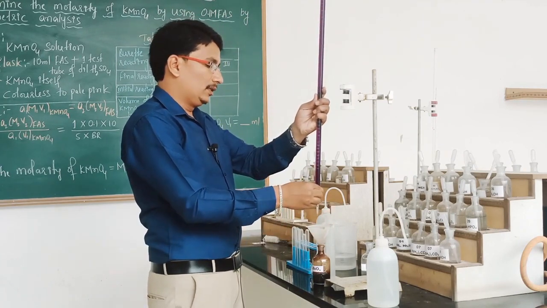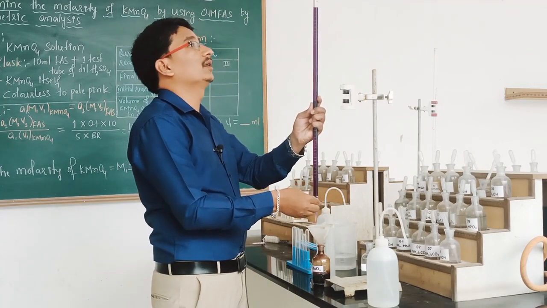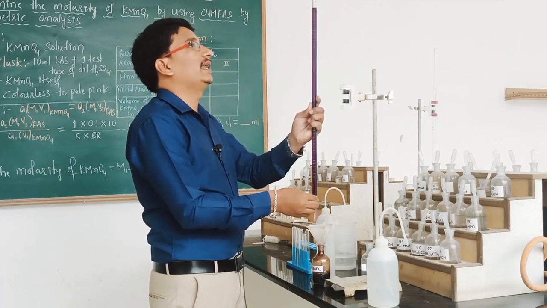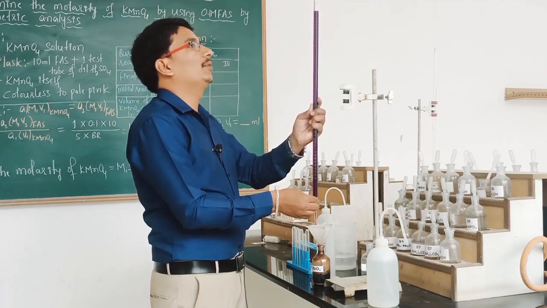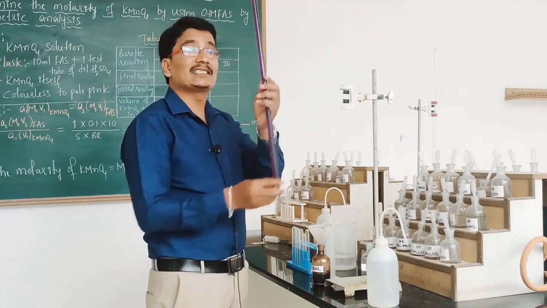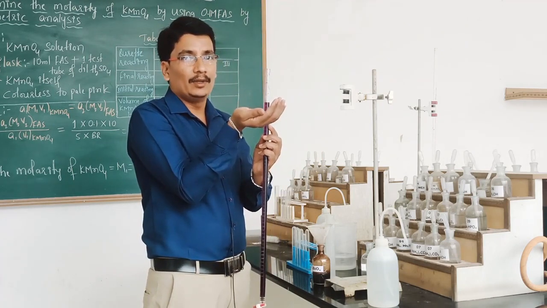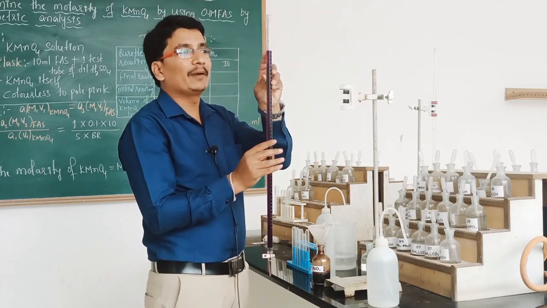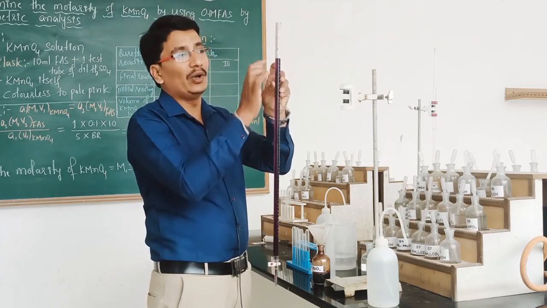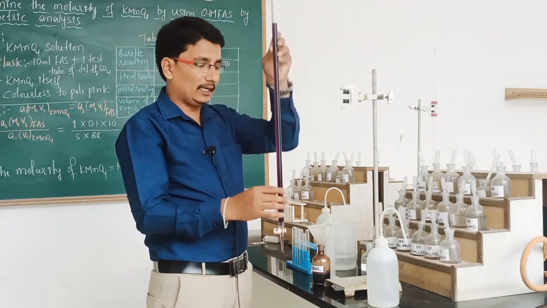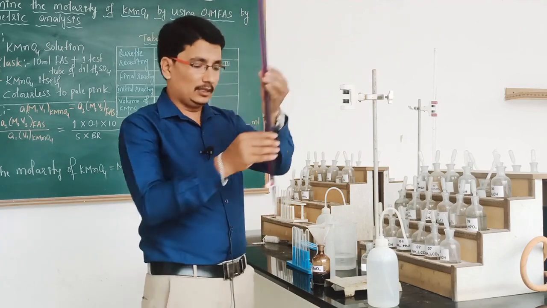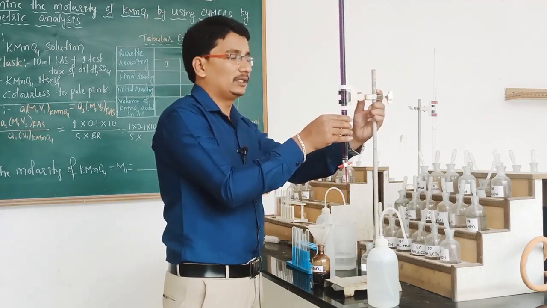Here, the KMnO4 solution is a colored solution. Therefore, while setting to the 0, we have to observe the upper meniscus of the solution. Here, the solution seems to be like this in the burette. We have to observe that the upper meniscus coincides with the zero line. Correct? Now it is set to the zero. Now we have to hold this on the stand.